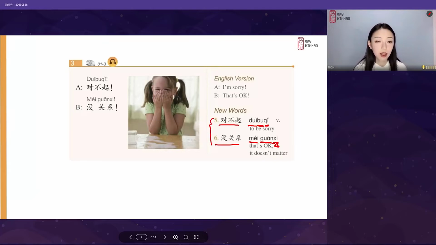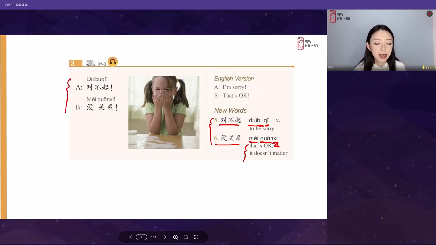Try to read it from the start, each word twice. First one, 对不起, 对不起. Next one, 没关系, 没关系. Very good. And 没关系 means that's okay. It doesn't matter. That's okay. It doesn't matter. Now let's move on to the text.